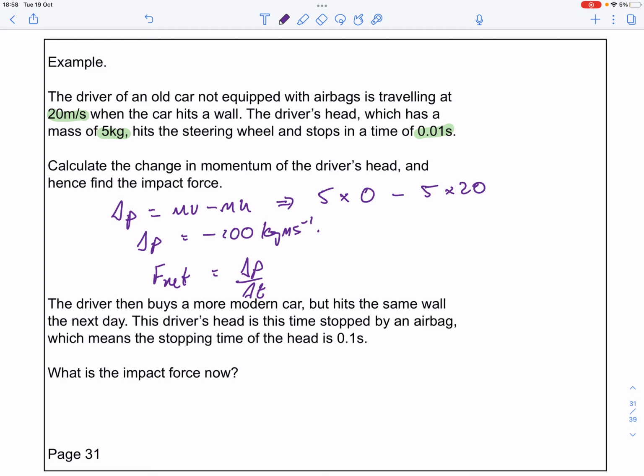The force that generates is going to be equal to that change in momentum divided by the time taken for that change. So we've got minus 100 divided by that time, which is 0.01 seconds, which is effectively the same as multiplying by 100. So we've got 100 times 100, which is minus 10,000 newtons. That's quite a large force, and it's because the time taken to stop is so short. It's only 1/100th of a second as the driver's head hits that steering wheel.